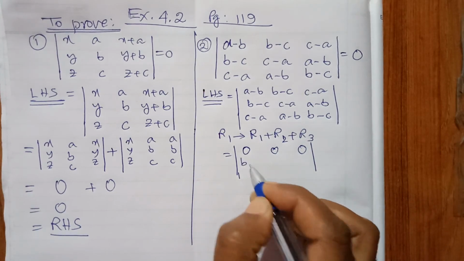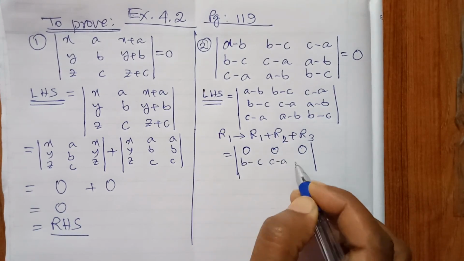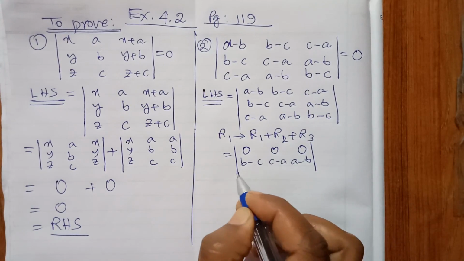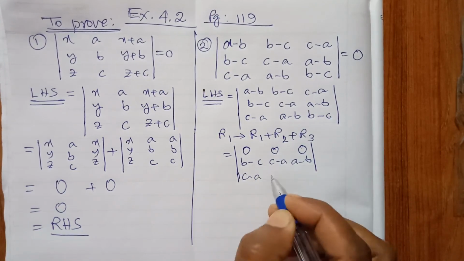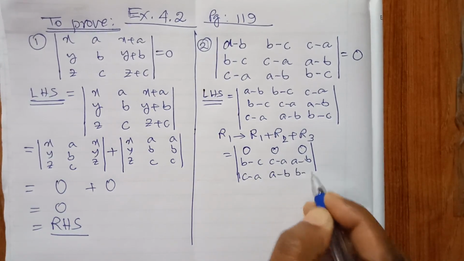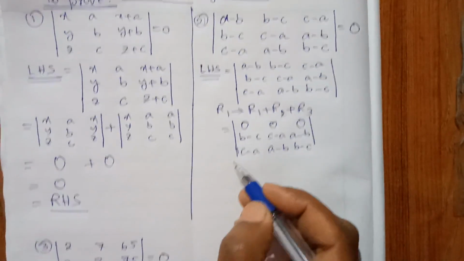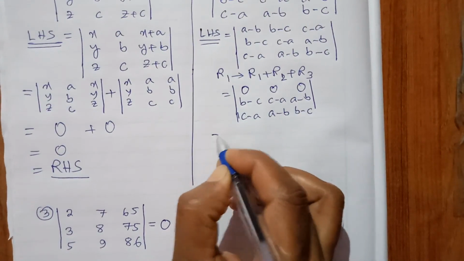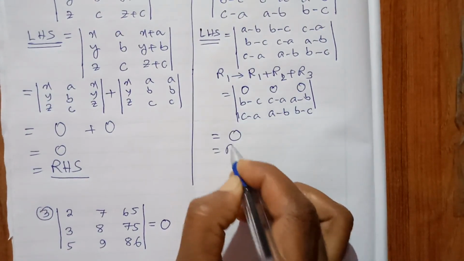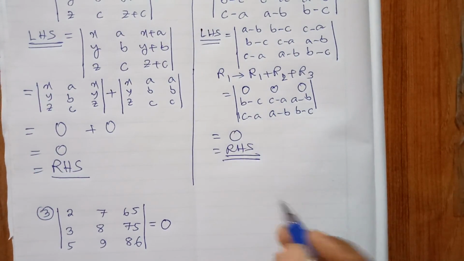And row 2 will remain as it is. Row 3 will remain as it is. Now see, as all the 3 elements of the first row are coming 0, this will become 0. This is your right hand side.